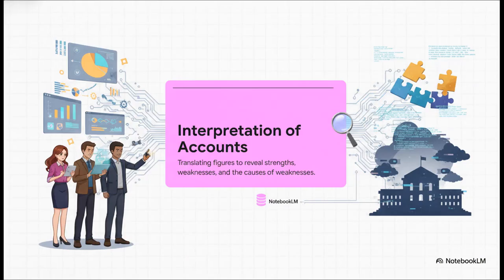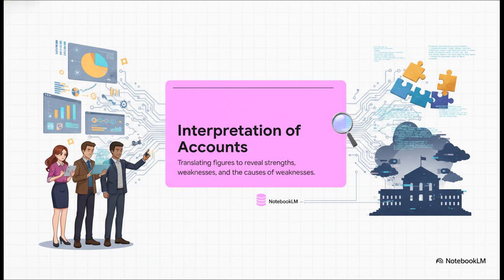Now, before we even think about crunching numbers, we really need to nail down what interpreting these accounts actually means in the public sector. It turns out this is considered both an art and a science. It's the whole process of translating raw financial figures to reveal an entity's strengths, its weaknesses, and, this is absolutely crucial, the exact causes of those weaknesses.